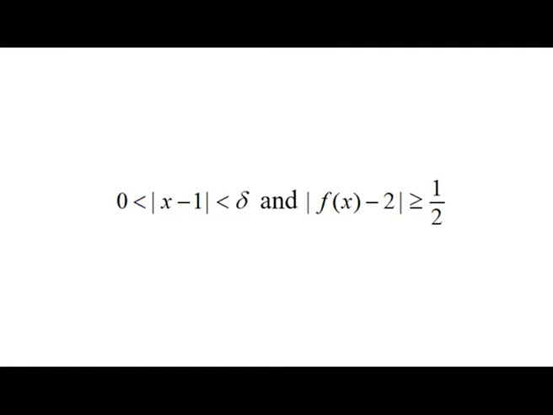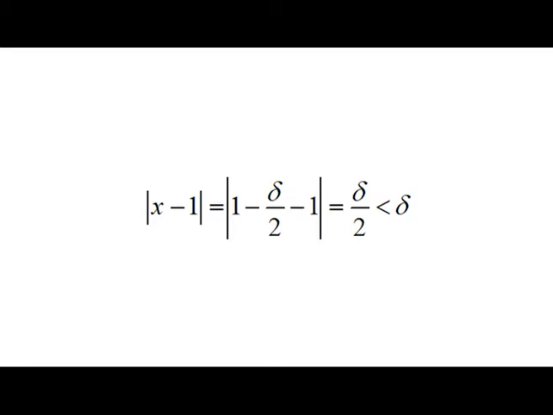That is, for each delta greater than 0, we will show that there is a value of x such that 0 < |x − 1| < delta and |f(x) − 2| ≥ 1/2. For any delta, consider x equal to 1 − delta/2. Then |x − 1| equals |1 − delta/2 − 1|, which equals delta/2, strictly less than delta.